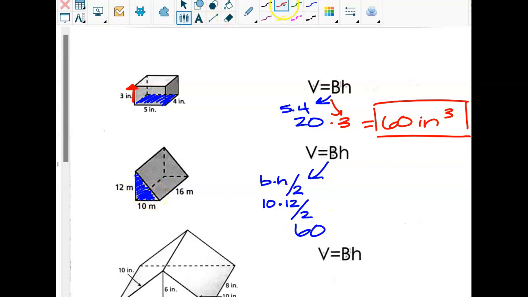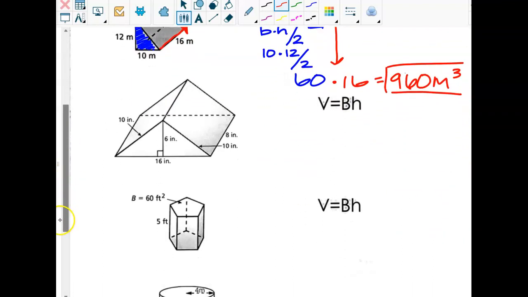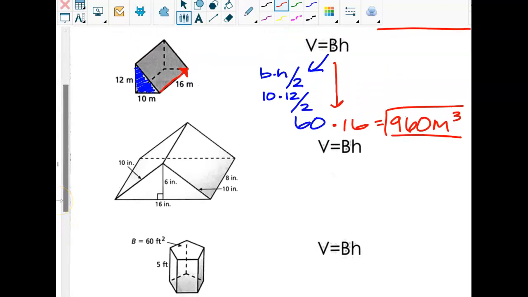And then I think about how tall the entire prism is. And so that's the 16. So that's the height. So we would do 60 times 16 to get the volume of this one. Let's see what that is. 60 times 16 is 960, and that would be meters cubed. Okay, I'd like you to pause the video and do this next triangular prism on your own.